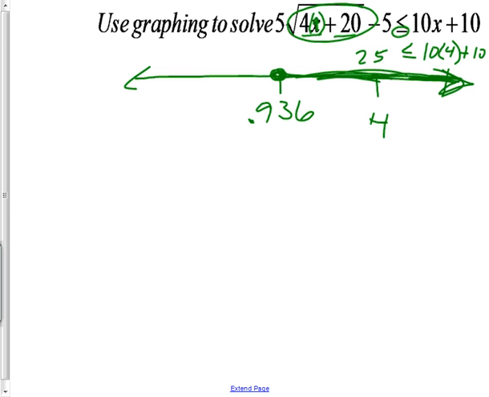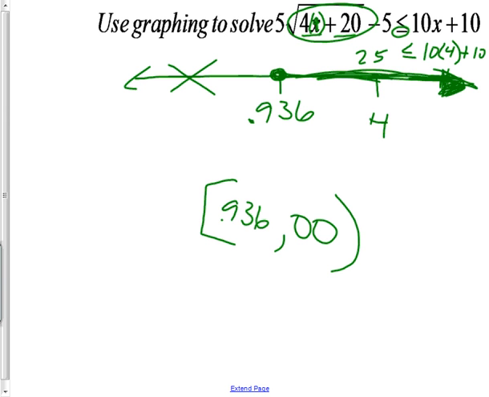And if you try any number smaller than 0.936, you find it does not work. So your answer is 0.936 to infinity with a bracket here and a curve there. Why a bracket? Because 0.936 itself works. Now, if you actually type it in there, it won't exactly work because we rounded 0.936. You've got to remember that. So if your answer gets really, really close to right, that's probably right.